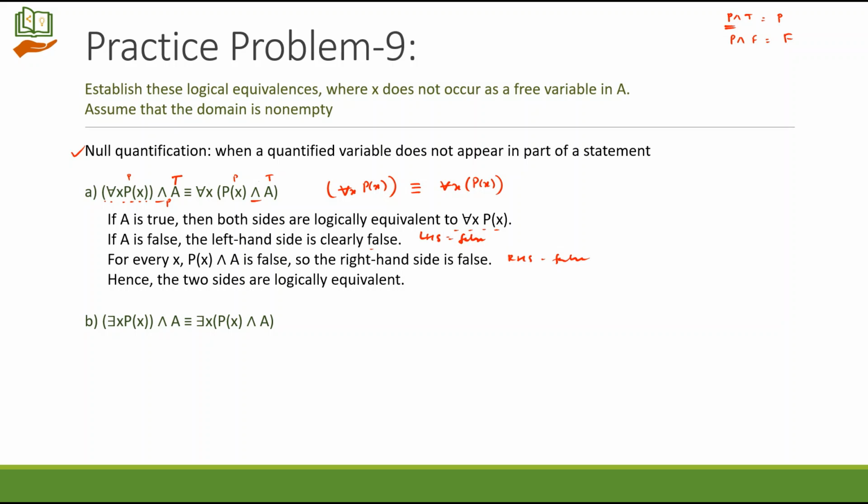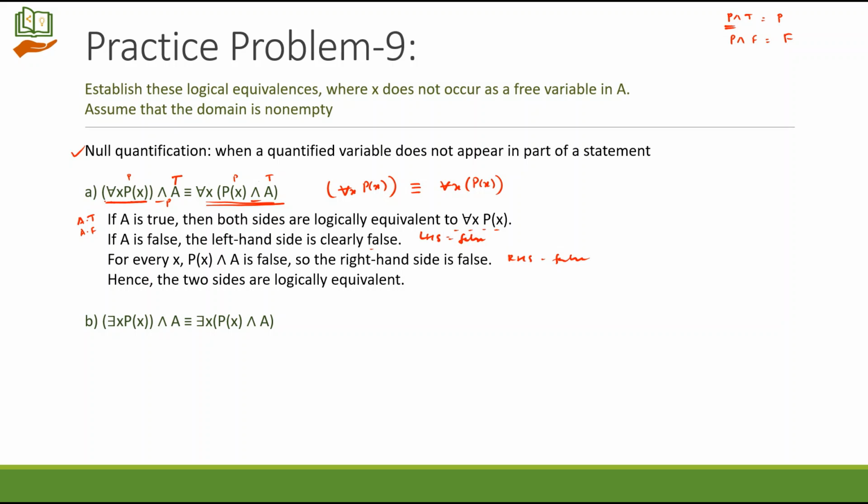So we are evaluating A for true and A for false. Under both the cases we are trying to check whether they are logically equivalent or not. Here they say X does not occur as a free variable in A. On the left hand side, X is with respect to this particular expression, but on the right hand side, it is bound to this particular expression completely. That's what they say, X does not occur as a free variable.